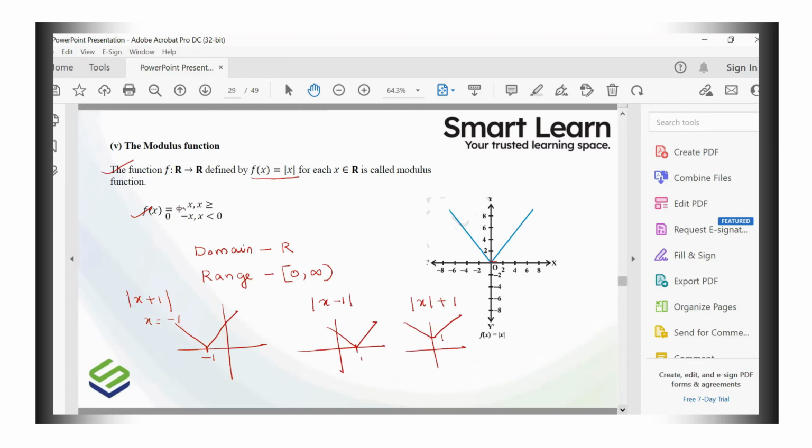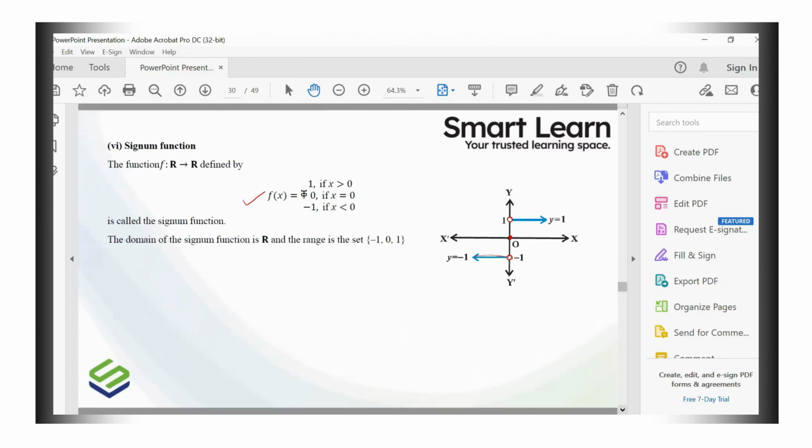Next is the signum function. The signum function is the function from R to R defined by, here x is greater than 0, my answer is 1.